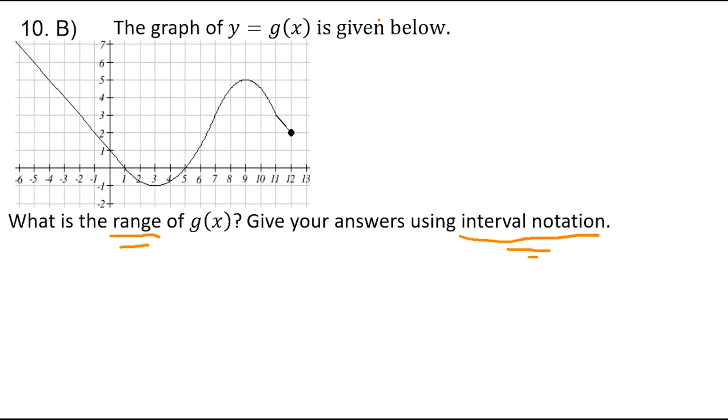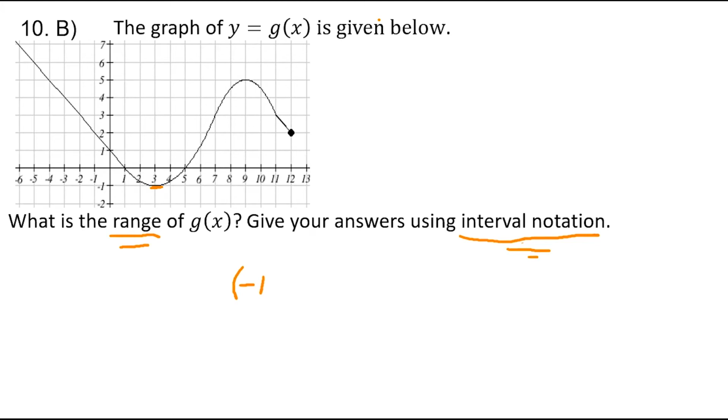Okay, so the first thing I look at, from what I see visually on this graph, is what's the lowest point of this graph? That's going to tell me the bottom end of our interval notation. And if you look right here, that's the lowest point on this graph. It doesn't go any lower than this, so given that we selected our domain in the previous problem, no matter what value I pick out of my domain, the lowest value that I'll get is going to be -1.